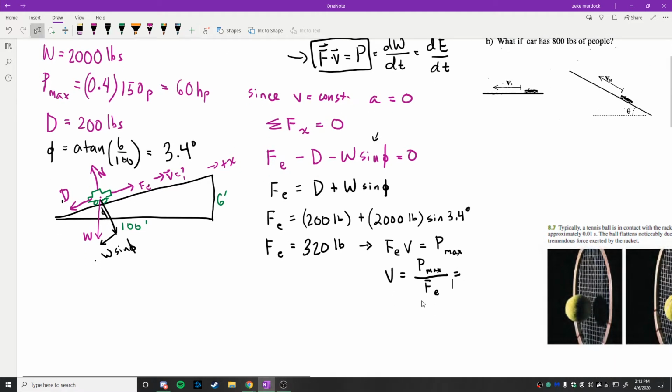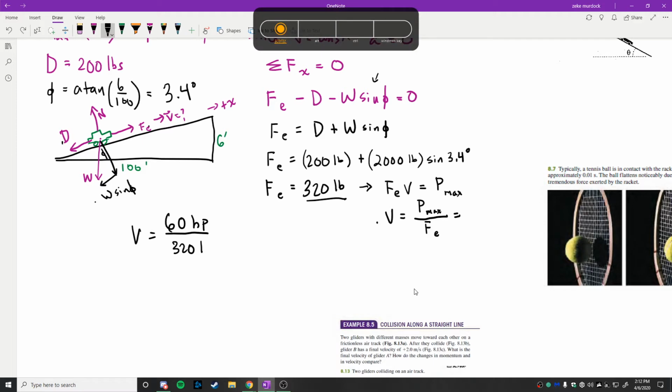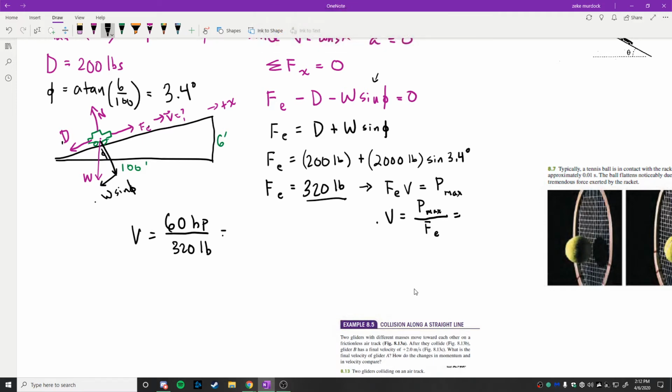Where's power max? 60 horsepower, right? Here, let me make some more space here. Not too much space though. So we would say velocity is equal to 60 horsepower divided by the force from the engine, which we just calculated right here, 320 pounds. All right, you guys tell me, do I need to convert the horsepower, or is it good the way that it is? Can I just divide horsepower by pounds and get feet per second?